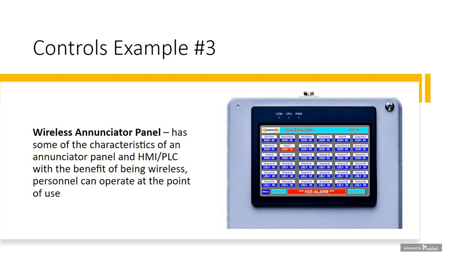The next device is a wireless enunciator panel. It's kind of like a hybrid of the first two we talked about. It has that look of an enunciator panel on it, but it's also programmable, so you can program different sequences and things like that with it. The big advantage of this device over the other ones is that it is wireless.